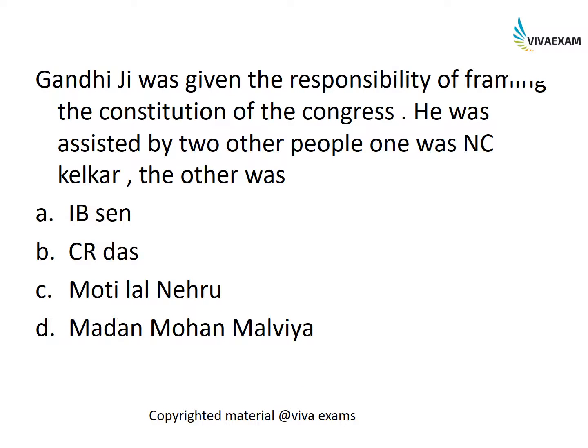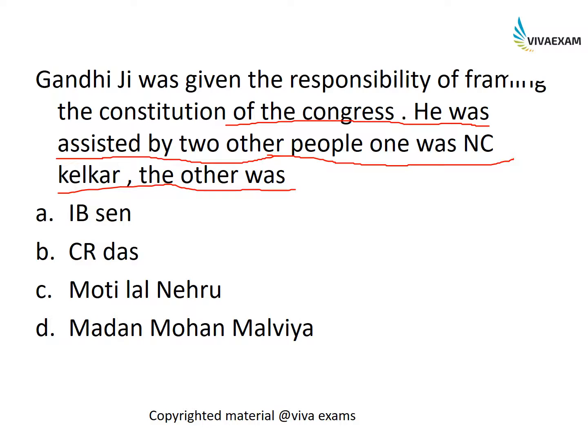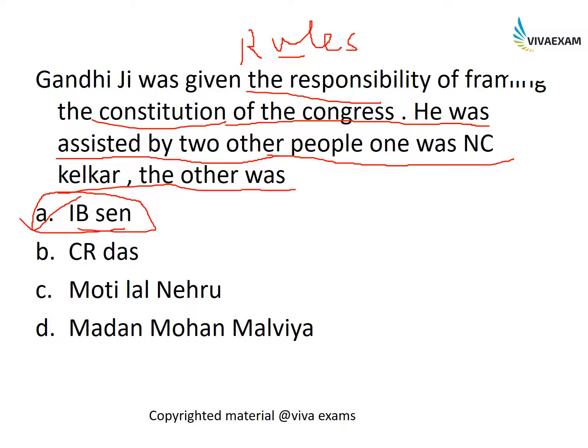Gandhiji was given the responsibility of framing the constitution by the Congress. He was assisted by 2 other people. One was N.C. Kelkar and the other was... So basically, if we have watched the last part, the last question was like this. Gandhiji was given the responsibility of framing the constitution of the Congress, and before that there were just rules that had been written by Gokhale. So this other person was none other than I.B. Sen. So that is the answer.